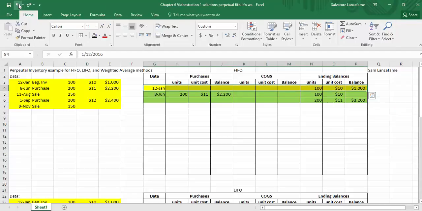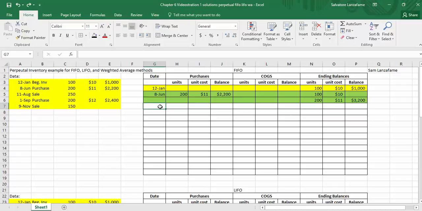So you want to remember to always bring your information down. Okay, in terms of FIFO or LIFO, we actually don't have any change in answer to this point. You don't see FIFO or LIFO rear its ugly head until you sell. And now we're about to sell.